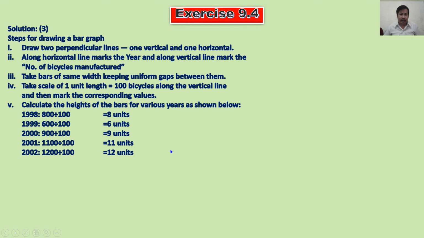Yes. Then next, now draw the various bars. After we find out the units, then you have to draw the bars. So this is how we find out the units. Okay, clear? Actually 1 unit length is equal to 100 bicycles. That's why the total number of bicycles of each year is divided by 100, and we get the units, which is the height of its bar in units.